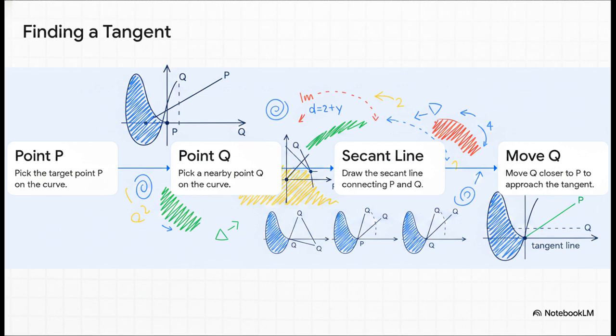As Q slides down the parabola toward P, the physical distance between the 2 points shrinks, and as they get infinitesimally close to each other, the secant line gracefully approaches the limiting position of the tangent line. It's almost like we're tricking algebra into giving us the slope of a single point by using 2 points that are practically sitting right on top of each other.